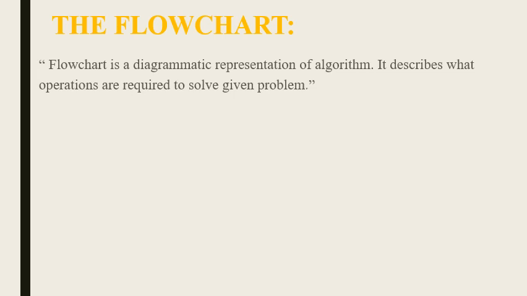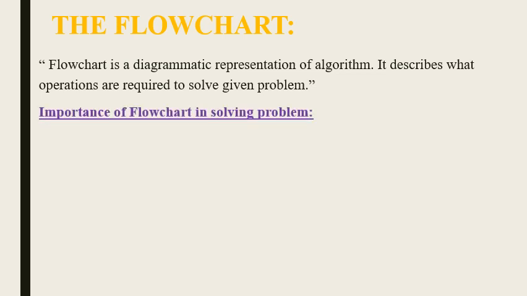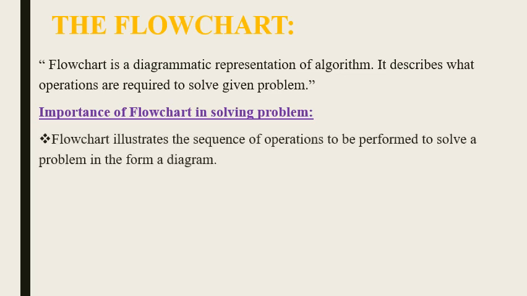The flowchart. Flowchart is a diagrammatic representation of algorithm. It describes what operations are required to solve given problems. Basically, flowchart is a diagrammatic representation of algorithm. It is easy to understand, so that's why we use it.